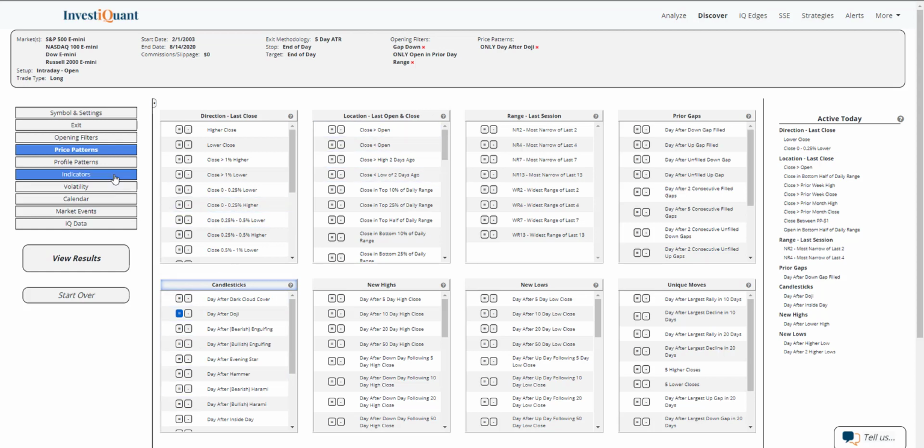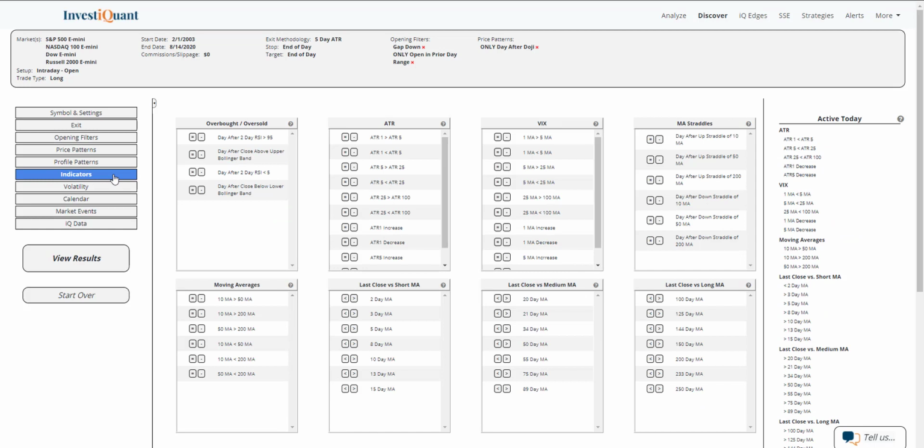All kinds of cool things you can build with that, but we've got a bunch of them pre-packaged here for you to test. And then in the indicator section, I am going to say that we are in a bullish market environment by putting it above a 10-day moving average and above a 200-day moving average. And then I'm going to click view results.